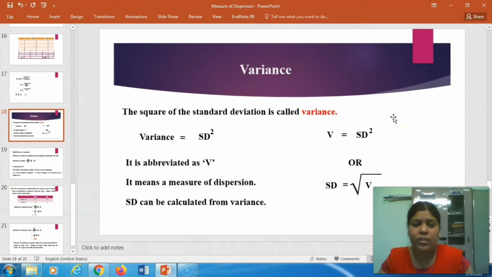So in our chapter measures of dispersion, we have seen the first type, range. That was very simple, but what was the drawback of range? Range doesn't consider all the values, so we could not use it for further scientific calculation. Then after that we have seen the mean deviation. The main drawback of mean deviation is that we have to ignore the negative sign. The negative sign could not be removed from that formula.